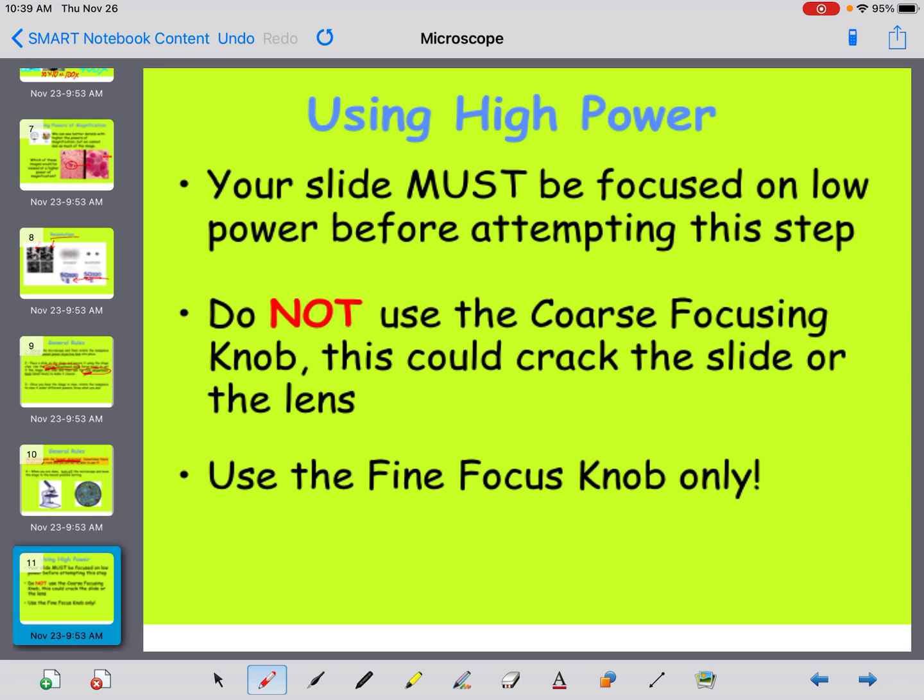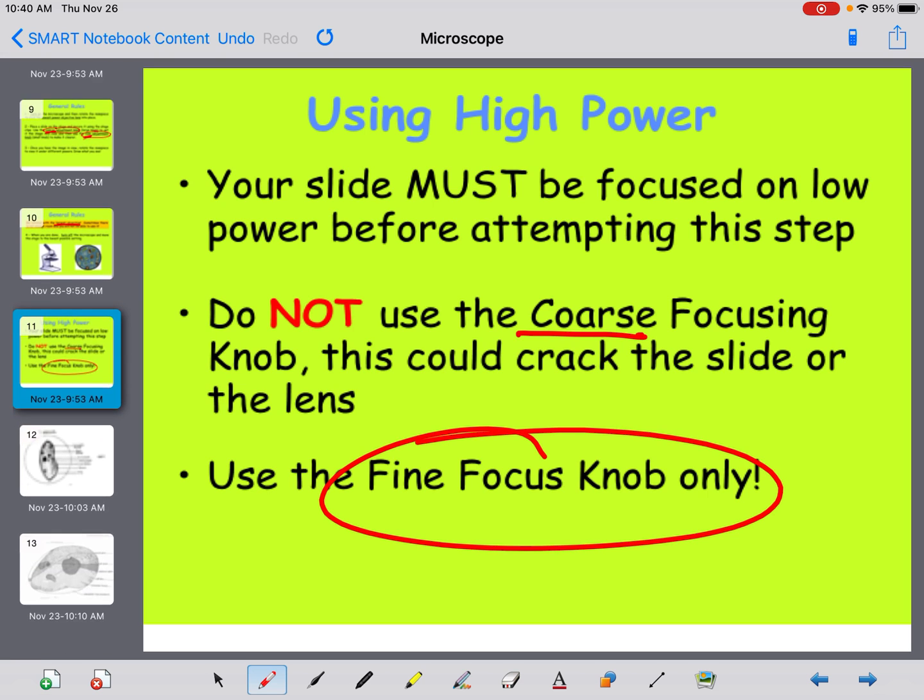So, yeah, this is very repetitive here, right? So your slide has to be focused on low power first. Do not use the coarse for focusing, right? You want to use the coarse adjustment knob and the fine adjustment knob for when you're trying to focus your image.